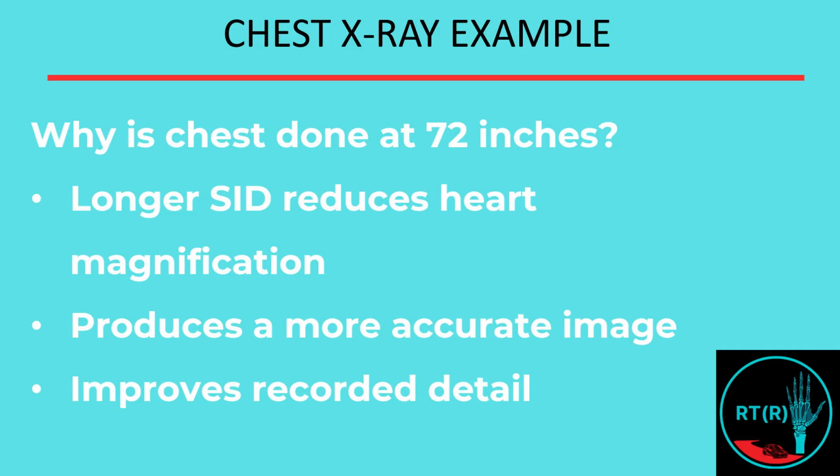For example, a chest x-ray. Why are chest x-rays done at 72 inches? The longer SID reduces the heart magnification. It produces a more accurate image and improves recorded detail. This is a favorite application question. Chest x-rays are commonly done at 72 inches because the increased SID reduces the magnification, especially of the heart. If chests were done at a short SID, the heart would appear artificially enlarged. This is a practical example of how SID affects image size.